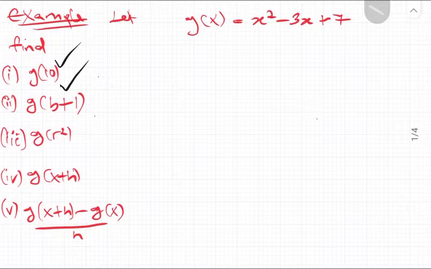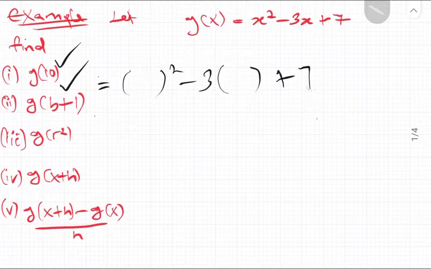So let's look at number 3. So the input now in this case is r squared. So anywhere we see x here, we put in r squared. So we have this function, we have r squared. We have x squared minus 3x plus 7. What is x? r squared.